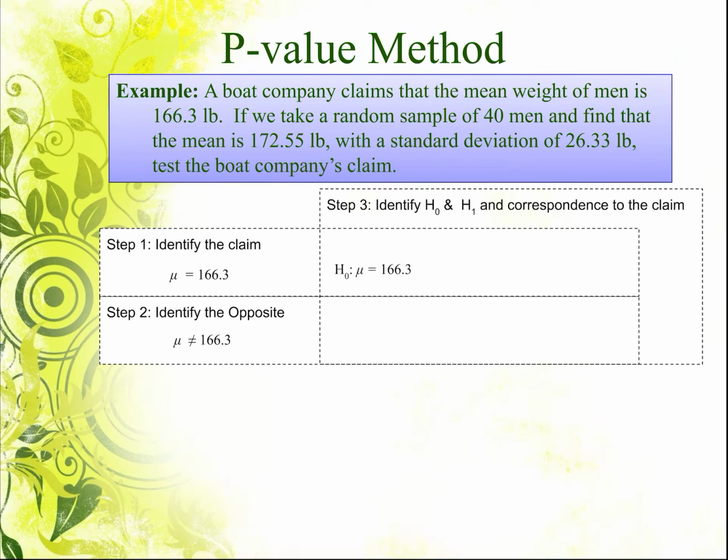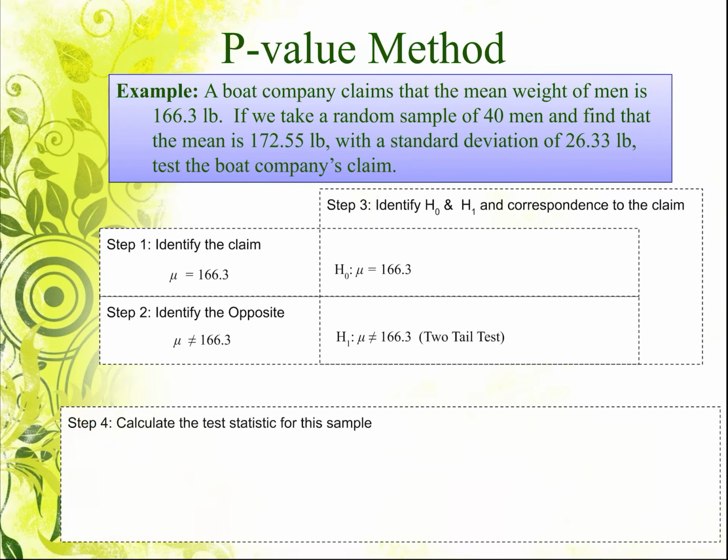When we're identifying our null and alternative hypothesis, the null hypothesis is the one with the equality, mu equals 166.3, and the alternative is the one with the inequality, mu is not equal to 166.3. Again, since it doesn't have an inequality in it, greater than or less than, it's a two-tailed test.